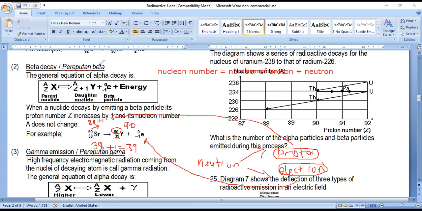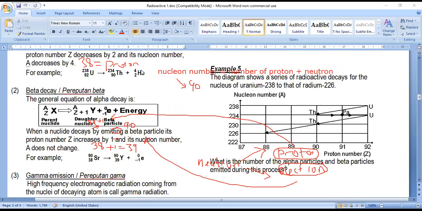Example, to make it easier, this is 38. 38 is the number of protons, and your nucleon number is 90. So we know that the proton number is 38, so your neutron number will be 90 minus 38.